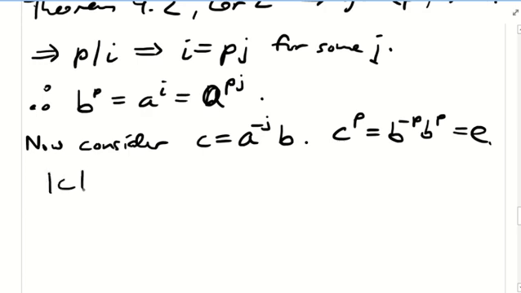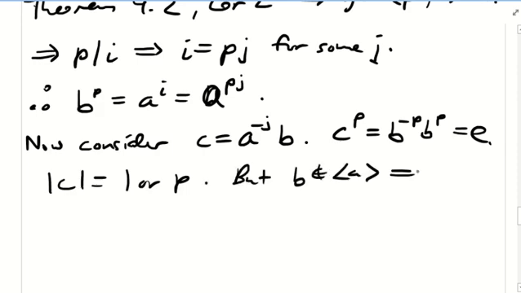So the order of C is equal to 1 or P, right? Okay, but B is not in there, which implies that C is not in there, right? If C were in the subgroup generated by A, then that would mean B would be a power of A, which we know is not true. So C is not in there, which means C can't be the identity, so the order of C is P.